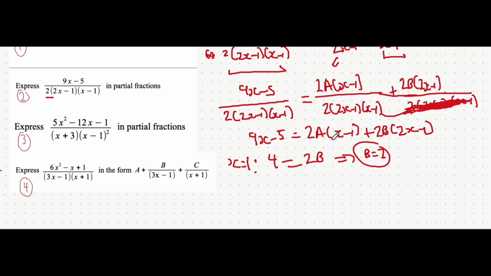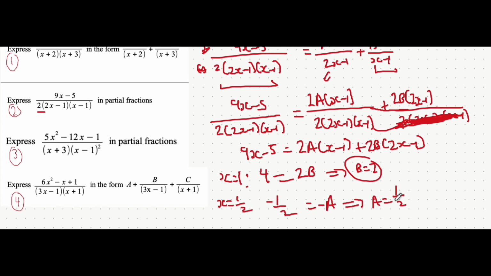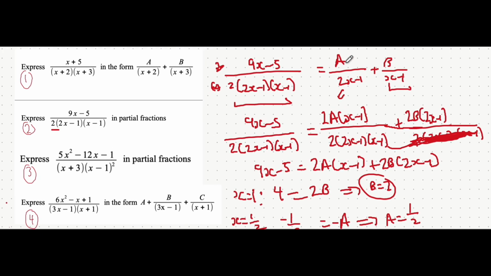Let's now put in a value of x to eliminate the b term. In this case, you can put in x equals a half, because 2 times a half is 1, take away 1 is 0. Let's do that. 9 times a half is 9 over 2. Take away 5 is minus 1 over 2. That's equal to, a half take away 1 is minus a half. Minus a half times 2 is minus 1, so that's minus a, in which case a is just equal to a half.